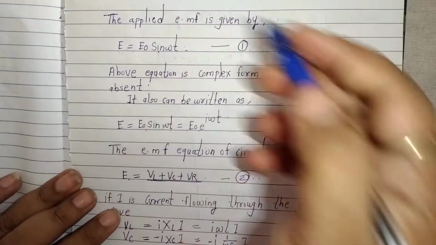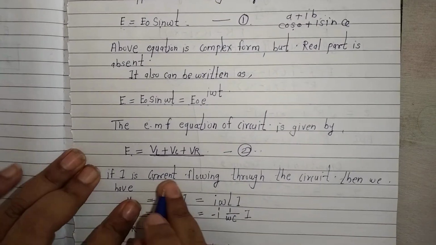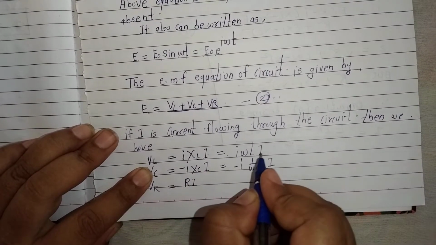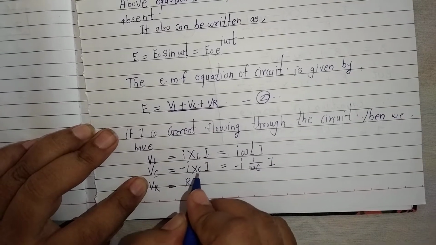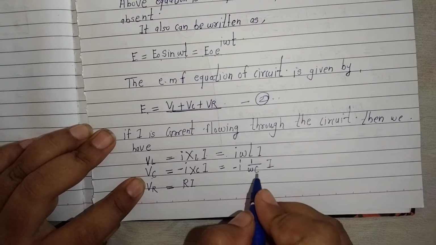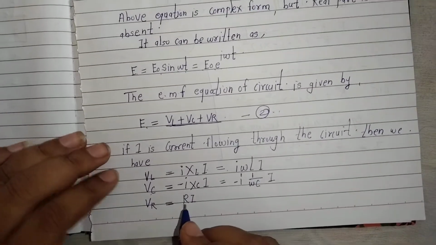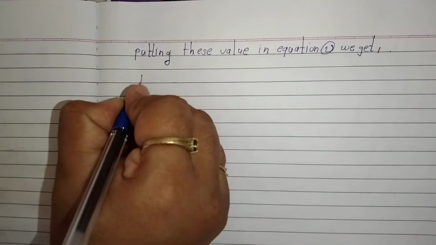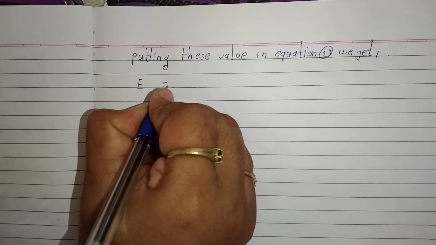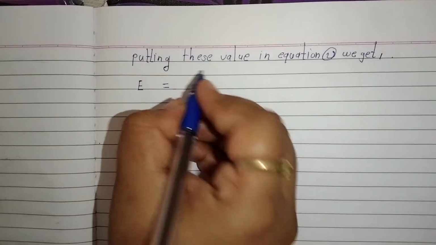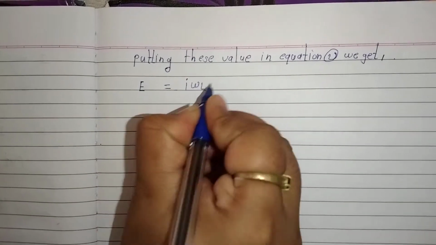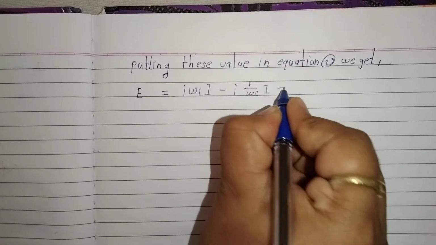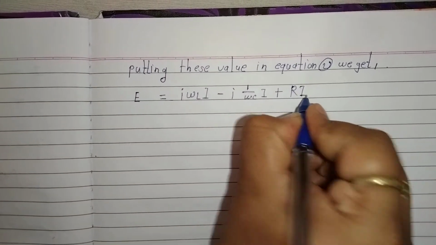If I is the current flowing through the circuit, then we can write, as known from the first lecture, VL equals i XL I, which is i omega L I. VC equals minus i XC I, which is minus i 1 by omega C I, and VR equals R I. Putting these values in equation 2, we get E equals VL plus VC plus VR, that is i omega L I minus i 1 by omega C I plus R I.